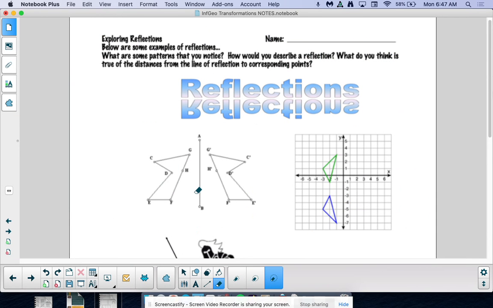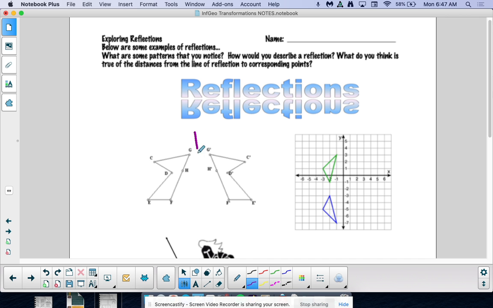Hi, good morning, everybody. We are going to go over reflections today. So this is one of our transformations. Remember, yesterday we said a reflection was a flip. So what we're doing today is we're taking a shape or a figure, whatever you want to call it, and we're going to reflect it over something called the line of reflection.